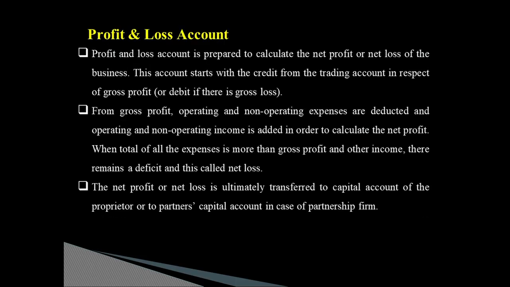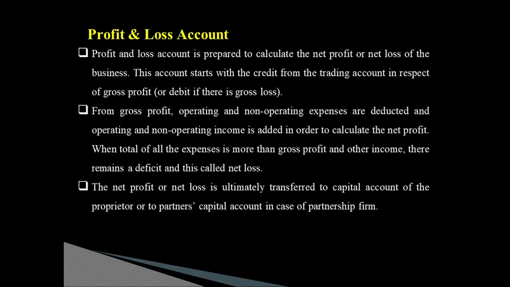Next, the profit and loss account. The profit and loss account is prepared to know the net profit earned by the businessman. It commences with the gross profit from the trading account. From the gross profit, the operating expenses and non-operating expenses are deducted, and operating income and non-operating income are added to find the net profit. When the total of all the expenses is more than the gross profit and other income, there remains a deficit, and this is called a net loss.